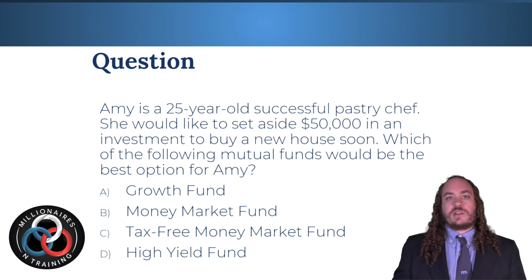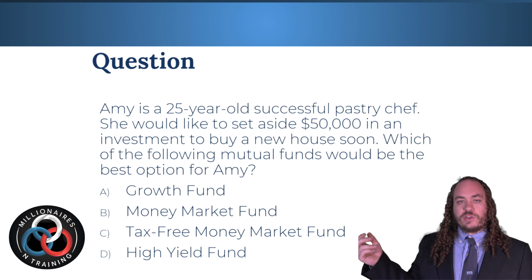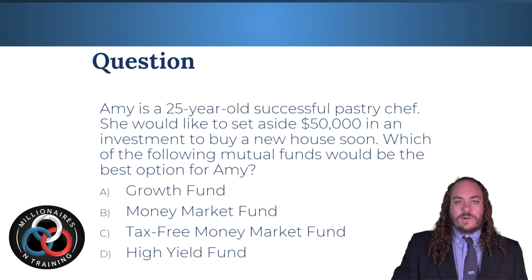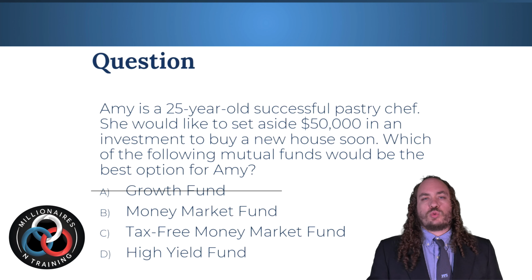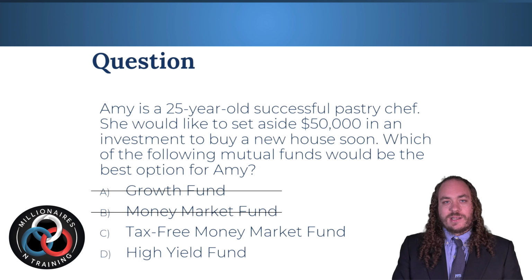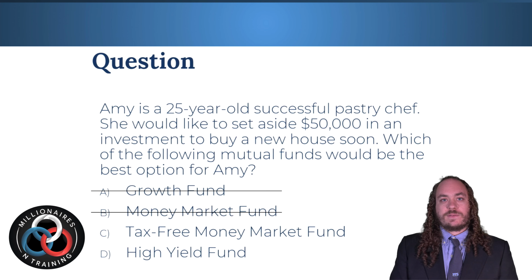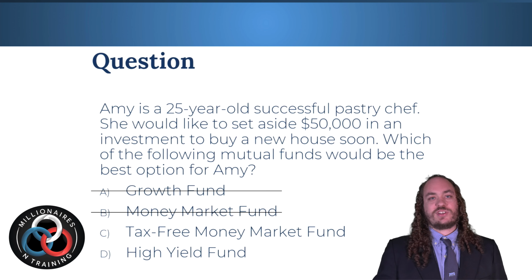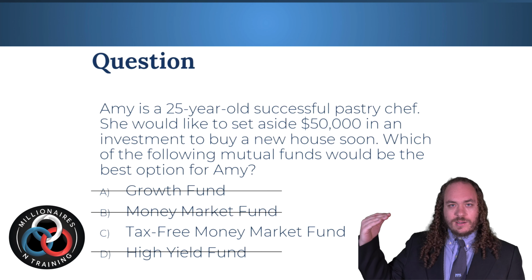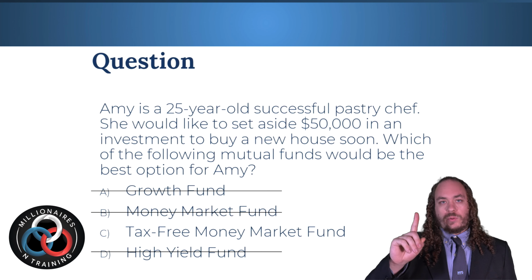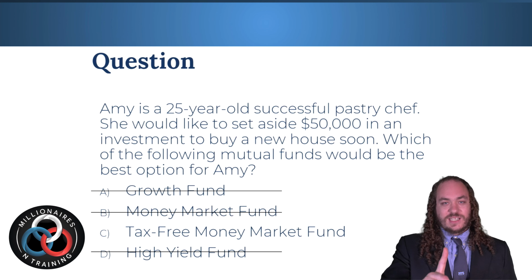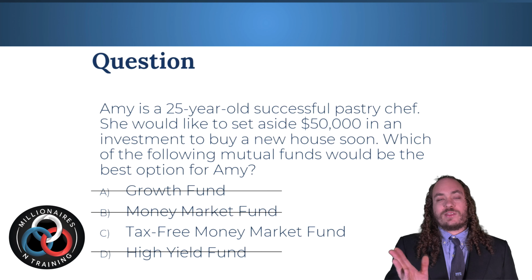So she needs the money soon, but she's successful. It's not going to be a growth or a high yield fund. We're narrowing it down to the two money market funds through a process of elimination. So which answer is correct? All right, you got it. The right answer is choice C, a tax-free money market fund. Because she is successful, she's in a higher tax bracket, she doesn't want to have to pay tax on the income that she makes in the portfolio. Option B would be appropriate if she were not successful, and we covered that in the other example of this question.